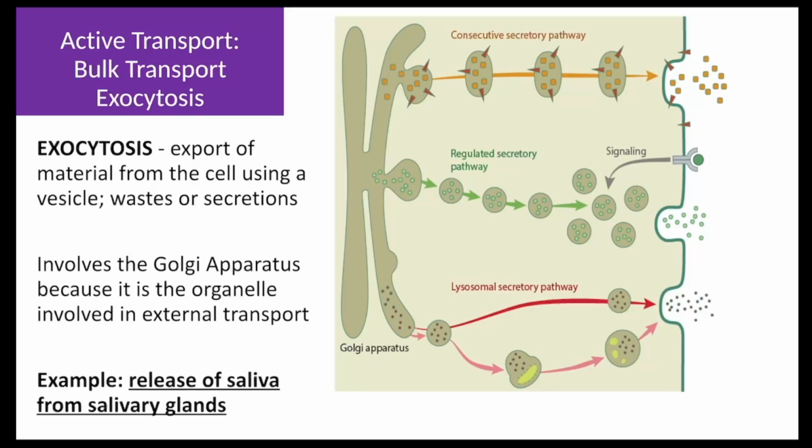And then exocytosis is when we move things out of the cell, the export of material. This will involve the Golgi apparatus, where these proteins are packaged up and modified, and then they'll be sent in a vesicle outside of the cell. Example of this would be the release of saliva from salivary glands, or the release of insulin from the pancreas.